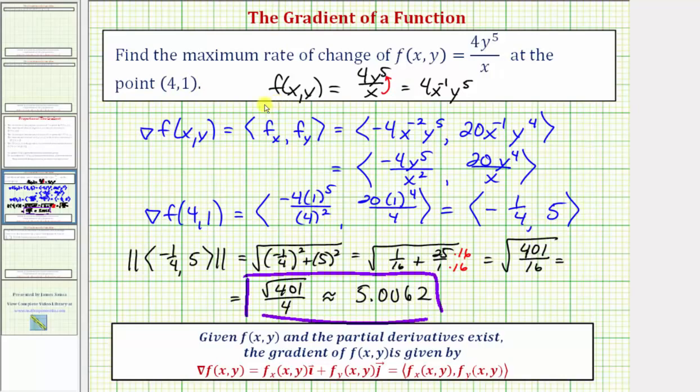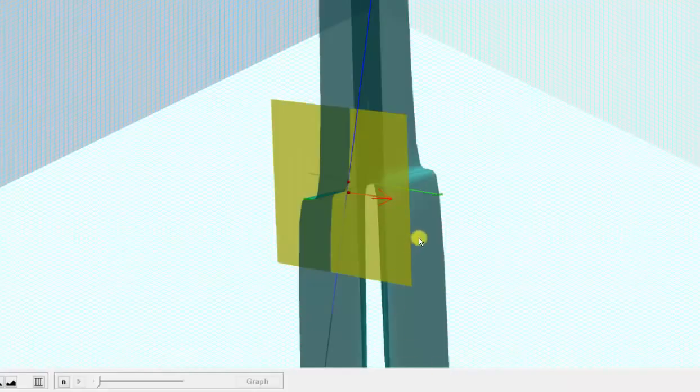Let's also look at this graphically. So here's a graph of our surface. We were given the point 4, 1, which is this point here in the xy plane. The second red point here would be the corresponding point on the surface. To find the z-coordinate of this point, we'd have to substitute the x and y values from this point into the function. And from here, we found the gradient at the point 4, 1, which is this two-dimensional vector here in the xy plane. This vector points in the direction of the maximum rate of increase on the surface from this point, but our goal is to find the maximum rate of change, which is the magnitude of this vector here.